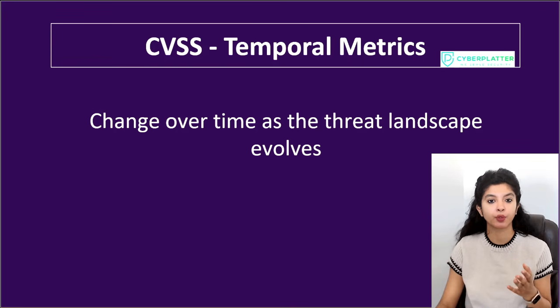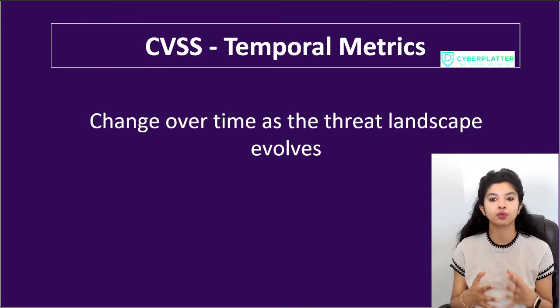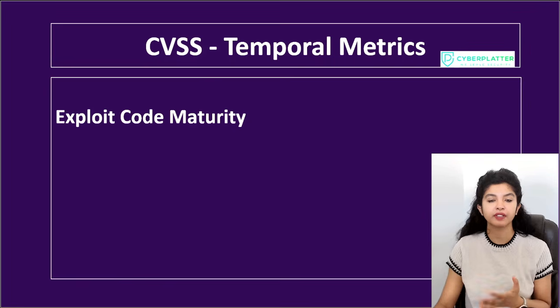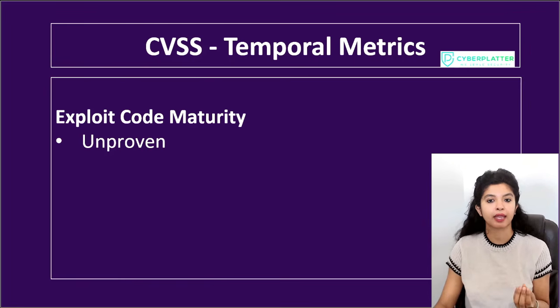Next metrics is temporal metrics, that is these capture factors that change over time as the threat landscape evolves. So base metrics, I told you they do not change, but temporal metrics, they change over time. First factor here is exploit code maturity, that is how developed and available the exploit is. Unproven, here, no exploit exists. For example, a new vulnerability is announced with no working attack yet.